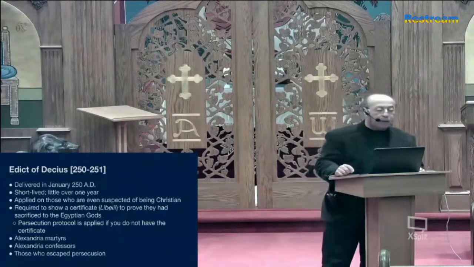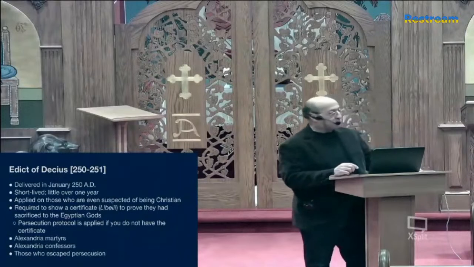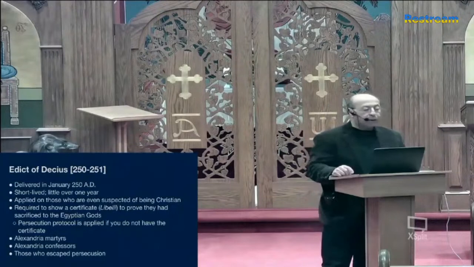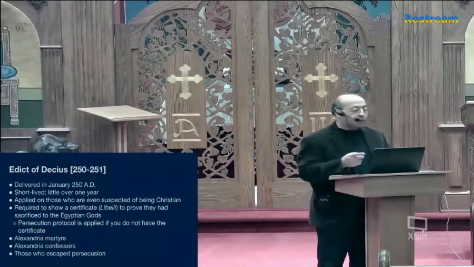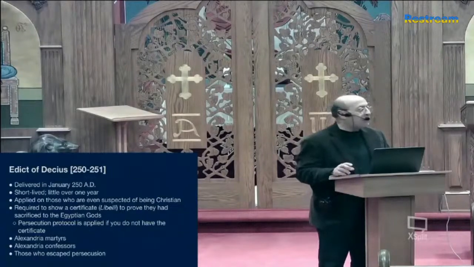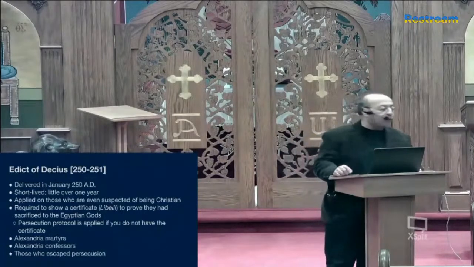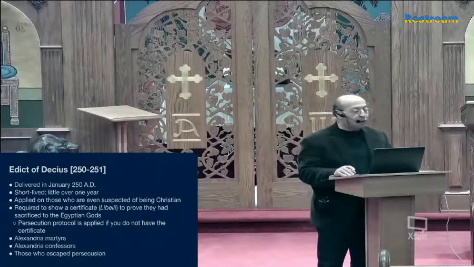Now we're talking about the Edict of Decius. Edicts mean amr, qarar, okay? The Edict of Decius, Decius was an emperor. And the edict, see what happened? 250 to 251, it's a little over a year. And it was delivered in January of 250 AD. Luckily, with the mercy of God, it was short-lived. It was only a little over a year.